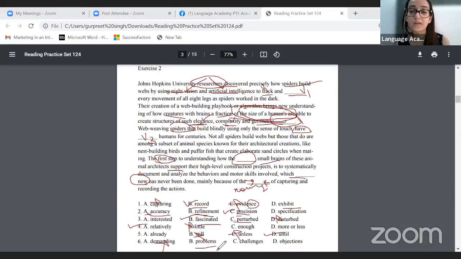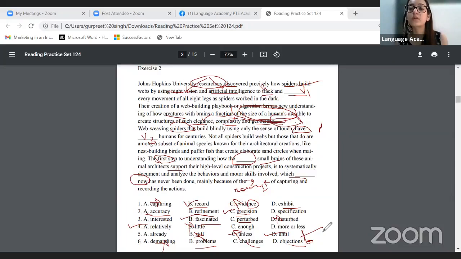Problems of capturing and recording, challenges of capturing, or objections. So objections come with two. I have objection to this. Objection means when a person comes and does not agree or object to something. So it comes with two. Problems or challenges. So what I have got as the answer, Suganya was not expecting objections from you. Who is coming and objecting that don't record the spiders?